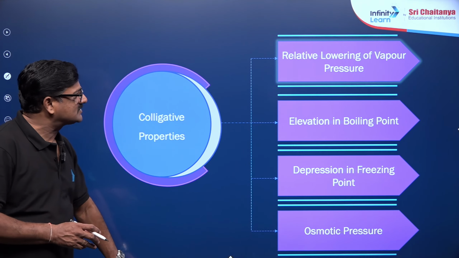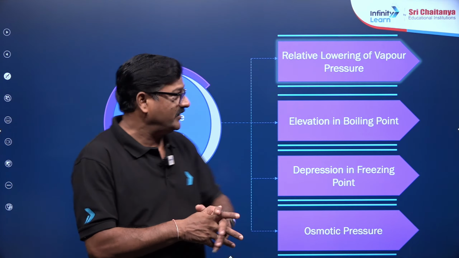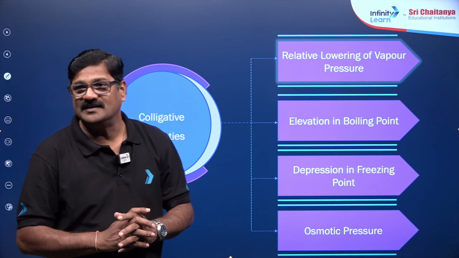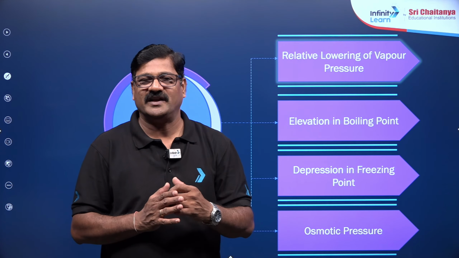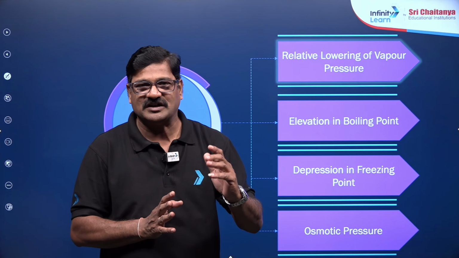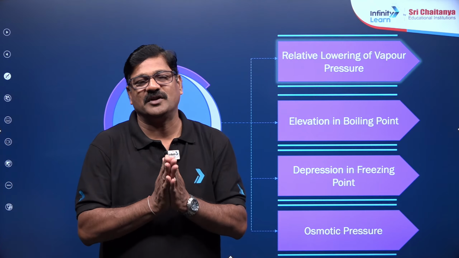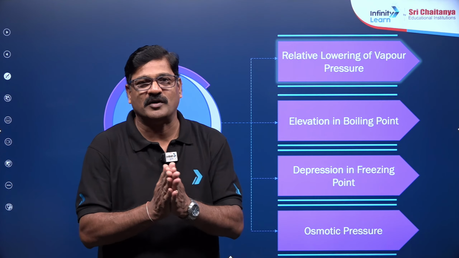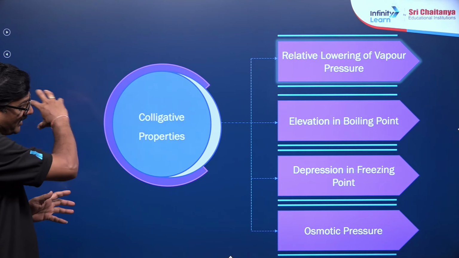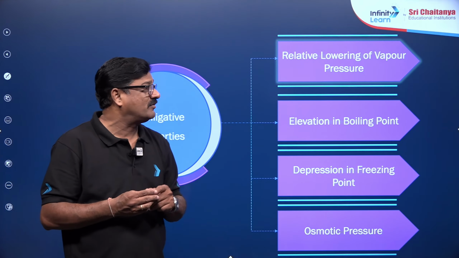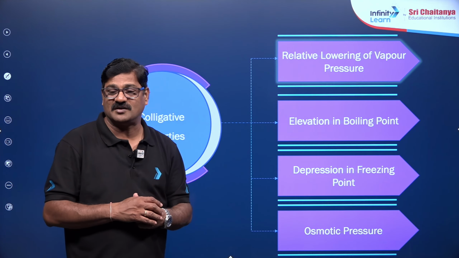I just want to discuss these colligative properties in a separate session where we are going to see real-time applications of this. In today's session we completed applications of Henry's law and vapor pressure, conditions for vapor pressure, and Raoult's law and its applications, and Raoult's law positive deviation and negative deviation. In the next class we are again going to come back to Raoult's law and talk about relative lowering of vapor pressure, elevation in boiling point, depression in freezing point, and osmotic pressure.